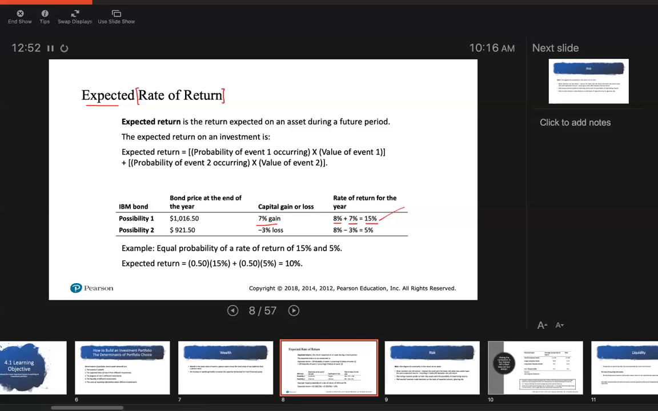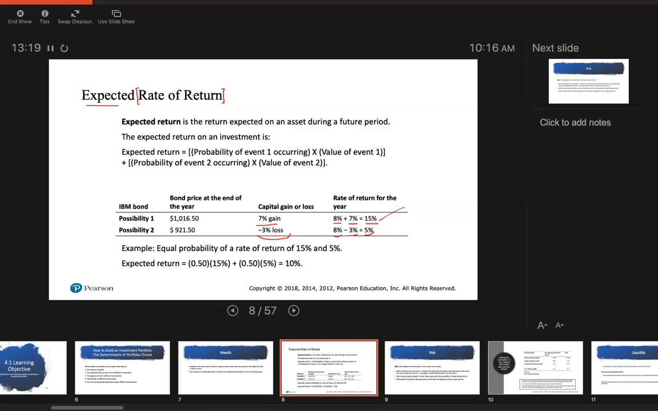Suppose the price falls to $970, and that's about a 3% capital loss, right? Because you bought it for $1,000, now it's worth only $970. So if you sell it on the market today, you realize a capital loss of negative 3% because of the price depreciation. You still get your 8% coupon rate, but the price of the bond has gone down by 3%. So the total return for the year that you might earn is 5%.